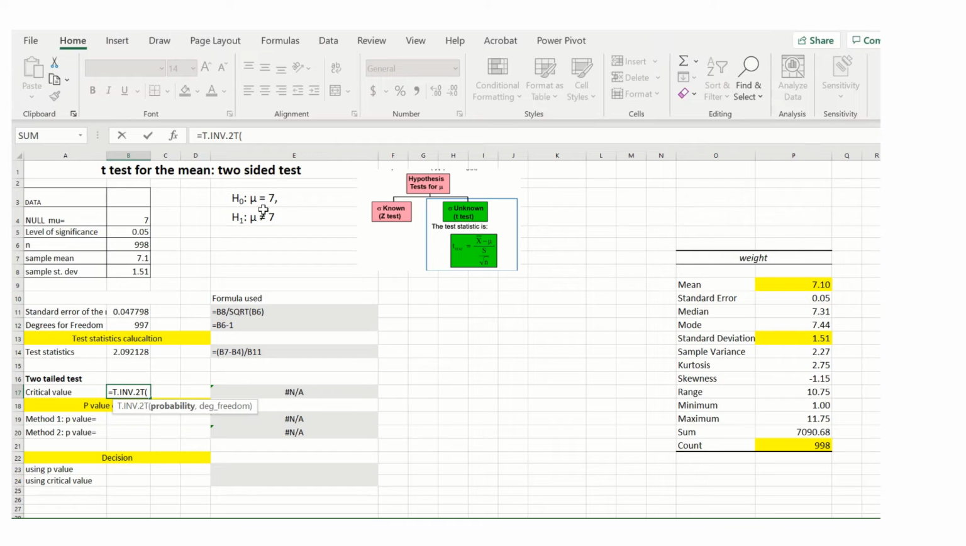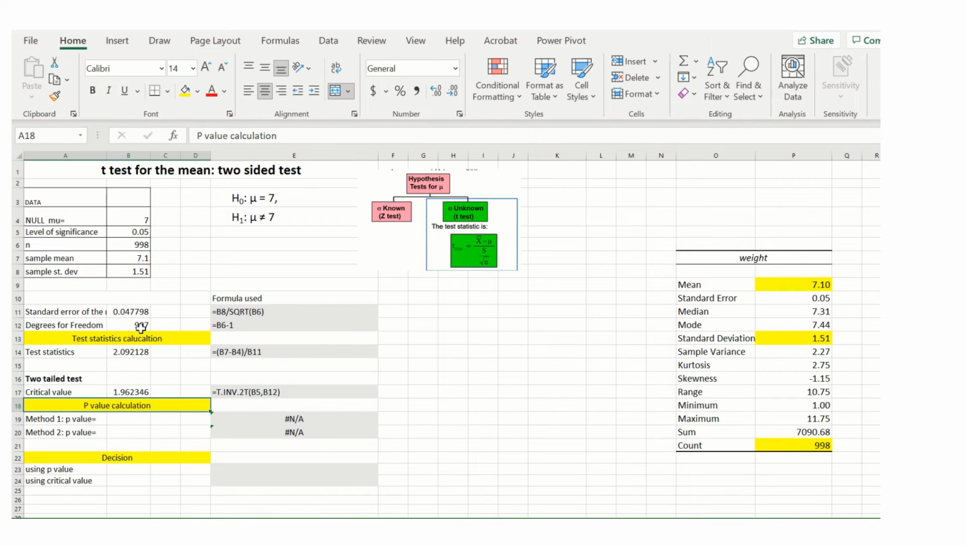Since we are having a two-sided test, we're going to use the 2T function, and inverse will give you the value on the x-axis for a given probability. Our probability is 0.05, and our degrees of freedom is provided in here, 997. So this is the critical value, and this is the test statistics.